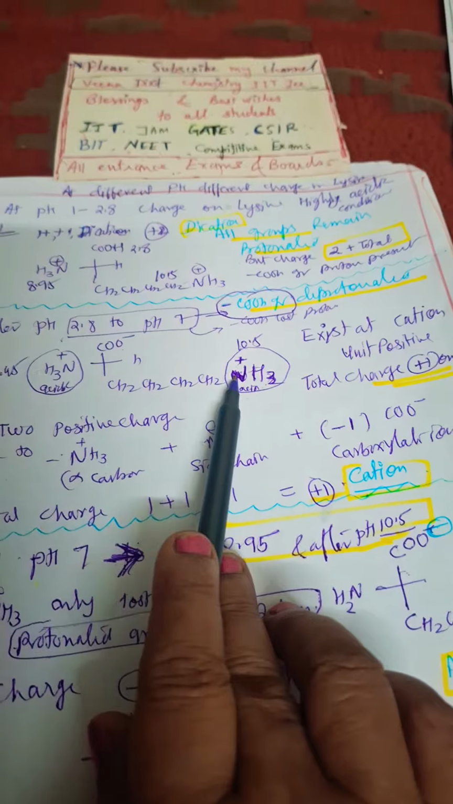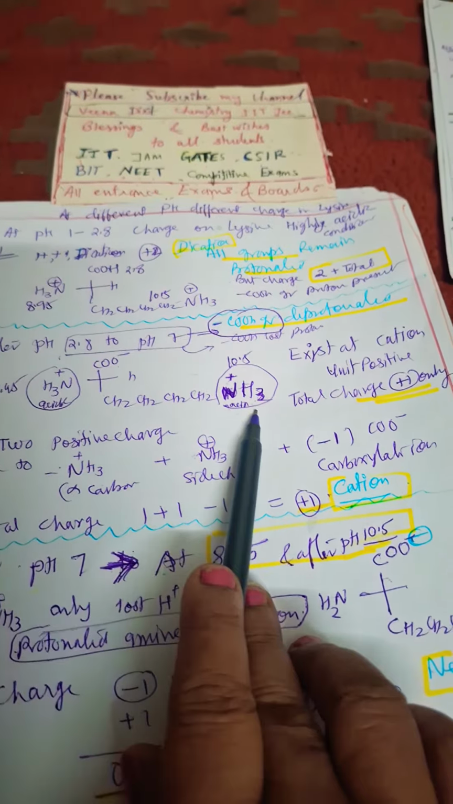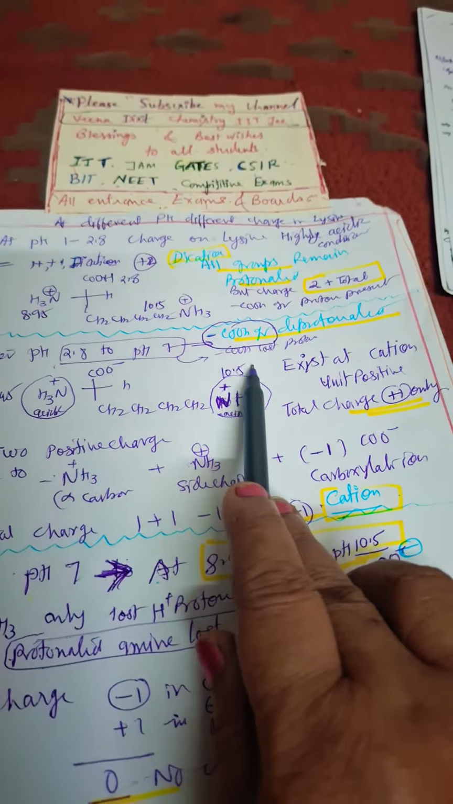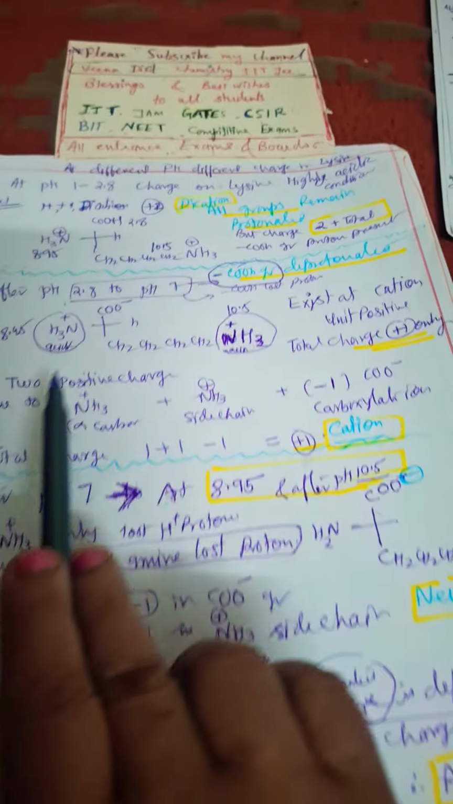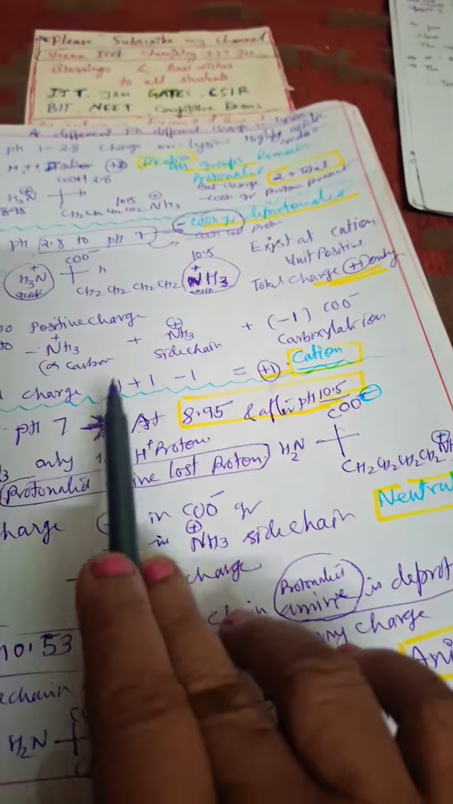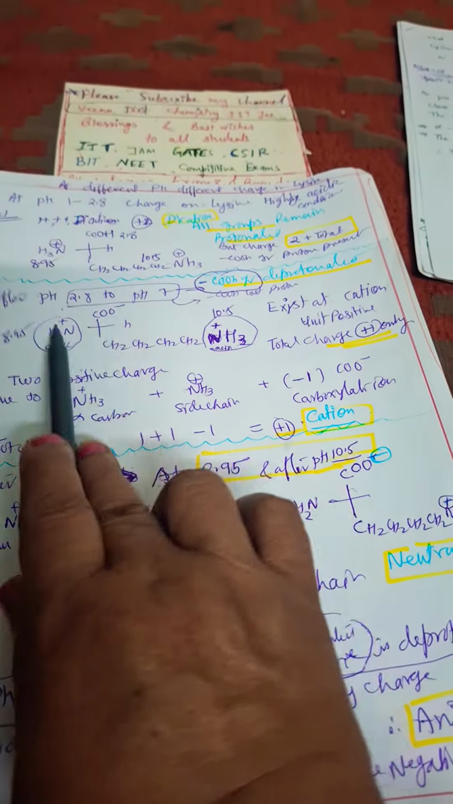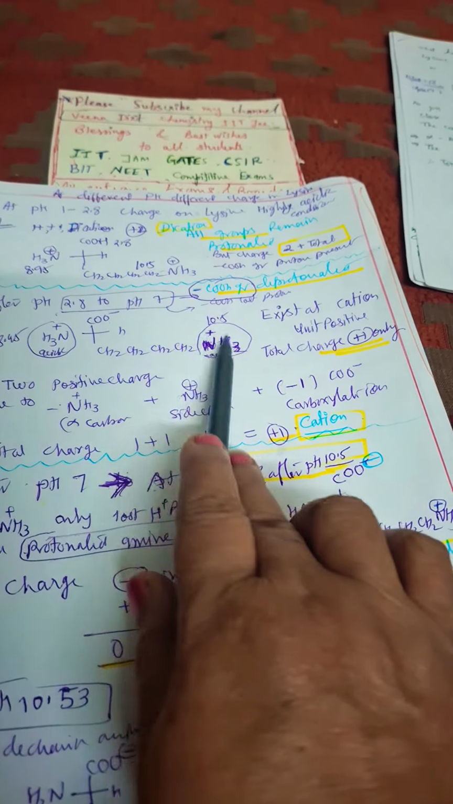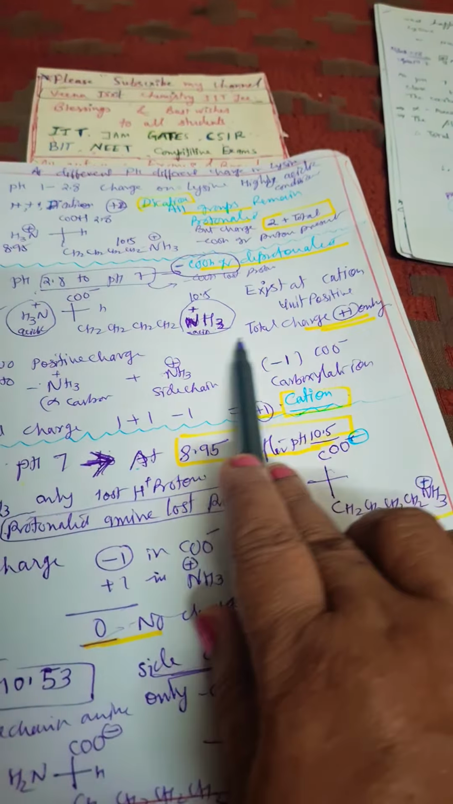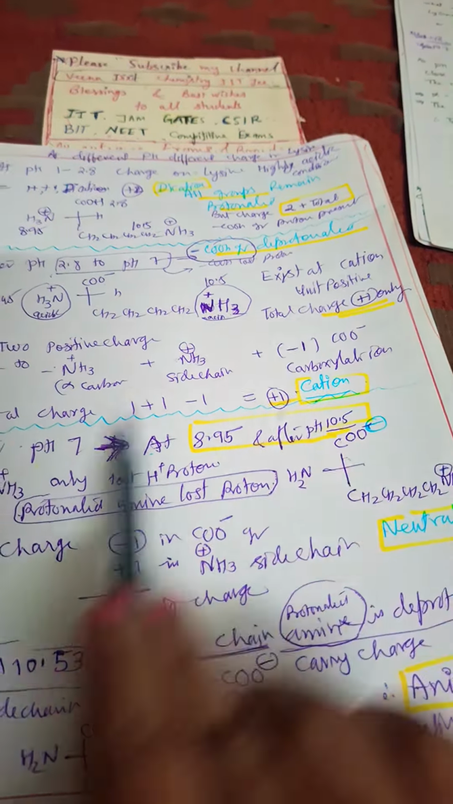Now after that, from pH 2.8 to pH 7, the COOH group is deprotonated. These will remain as such because their pK values are much higher, 8.95 and 10.5. So only this is deprotonated. In this pH range, what will the total charge be? This is 2 positive and 1 negative. So add them together, only 1 positive charge, a single cation, will be there.